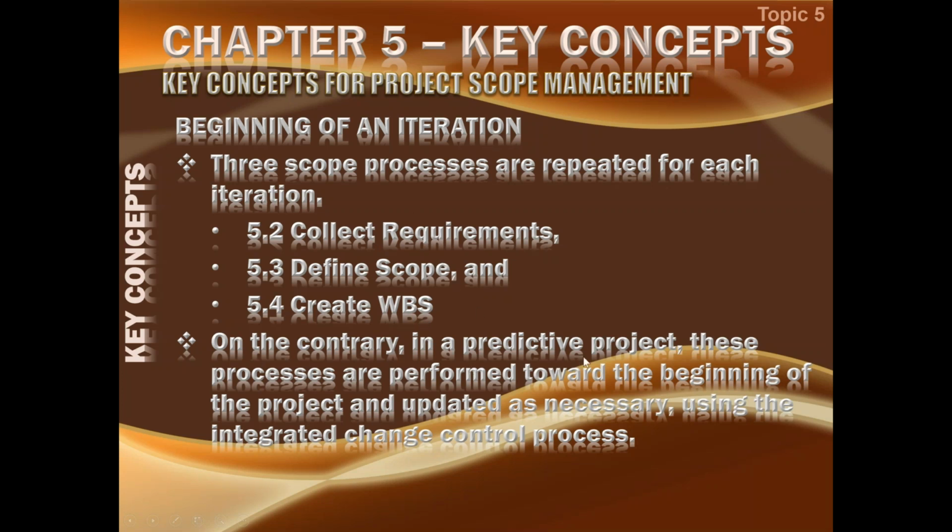On the contrary, if we are working on a predictive project, these processes are performed toward the beginning of the project and updated as necessary using the integrated change control process. But here the story is completely different. We are doing these things every time we are starting the iteration. So every 2 weeks, whatever job you are doing in those 2 weeks, you will be going through all of these processes every time. So your WBS will be a very small WBS of activities, including those 2 weeks and nothing much, not heavy, and it will be easy to handle also.